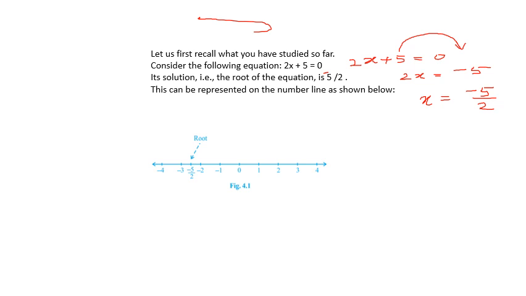Then this minus 5 by 2, we call it the root of the equation or the solution of the equation. Both mean the same. Root and solution, both mean the same, children. It is the root of the equation as well as the solution of the equation.